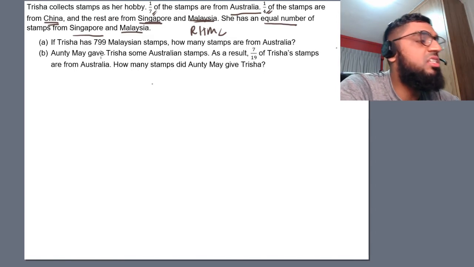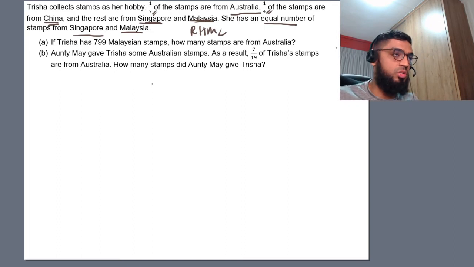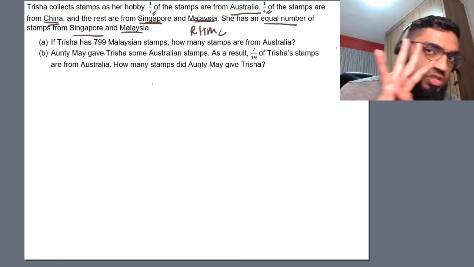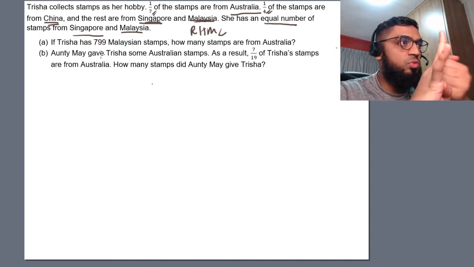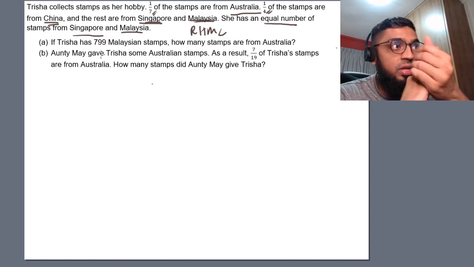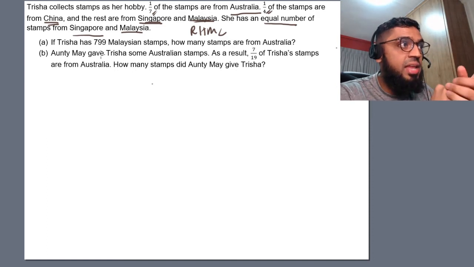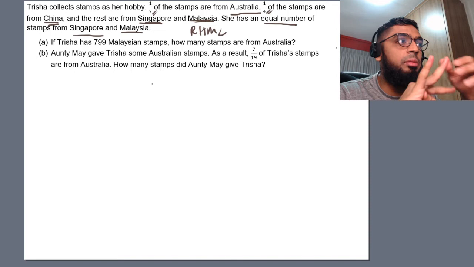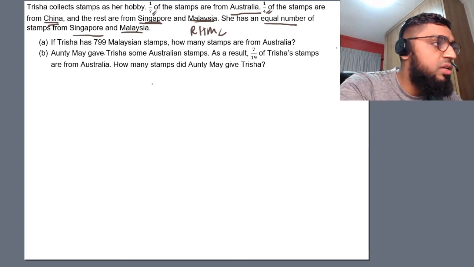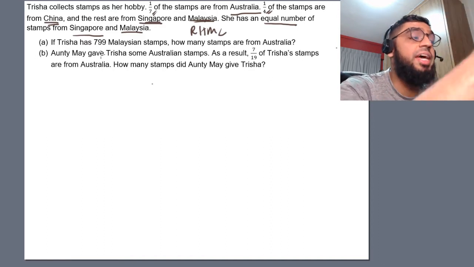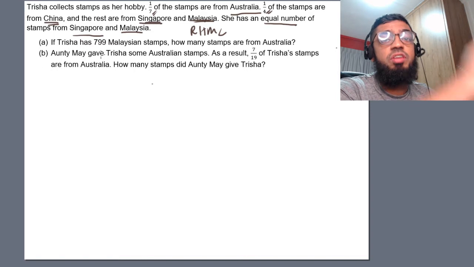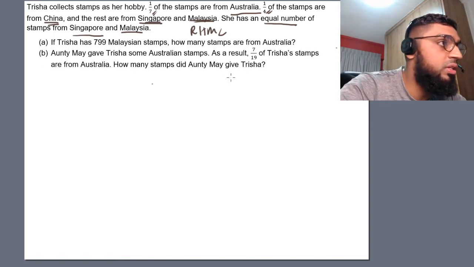So as you can clearly see, a lot of fractions are involved in this question. And the key point to note is this: there are 4 countries involved. Australia has 1/7. China has 1/4. The rest are Singaporean and Malaysian stamps. Another key point to realize is that the Singapore and the Malaysian stamps are equal in number. For example, if Trisha has 799 Malaysian stamps, she would also have 799 Singapore stamps as well.